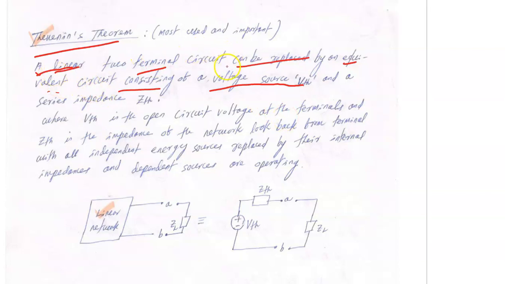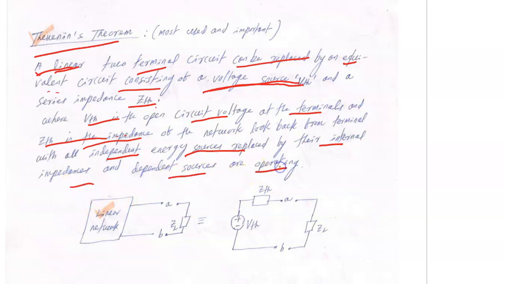A linear two-terminal circuit can be replaced by an equivalent circuit consisting of a voltage source VTH and a series impedance ZTH. But how do you find the VTH? How do you find the ZTH? Where VTH is the open circuit voltage at the terminals and ZTH is the impedance of the network looked back from the terminal with all independent energy sources replaced by their internal impedances and dependent sources operating.